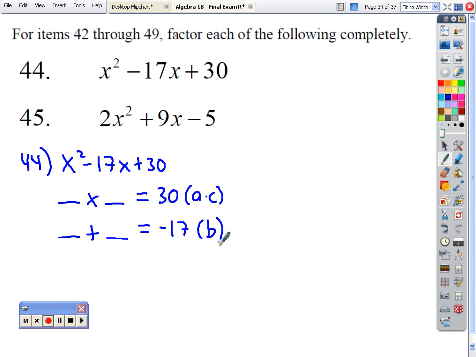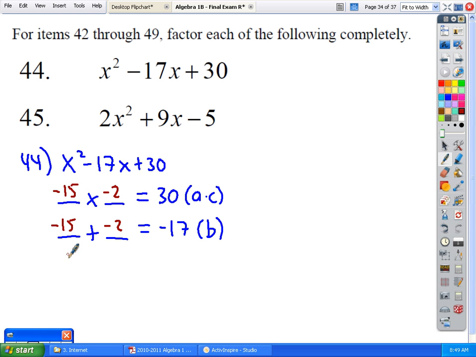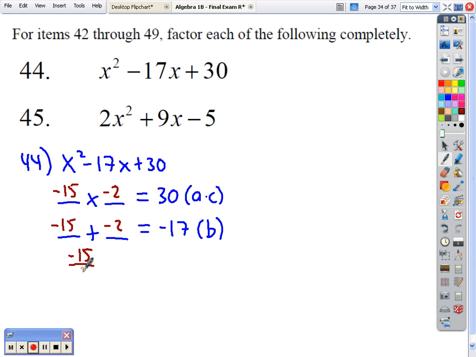Well, 30 is going to be 30 times 1, or 15 times 2, or 10 times 3, or 6 times 5. 15 times 2 can help me get to 17. Now, a negative times a negative is a positive, so hopefully you see that negative 15 times negative 2 is positive 30, and negative 15 plus negative 2 is negative 17. Okay? So just like before, I put those values over my a value, which is 1, and that's going to give me x minus 15 times x minus 2. And that is my answer for number 44.